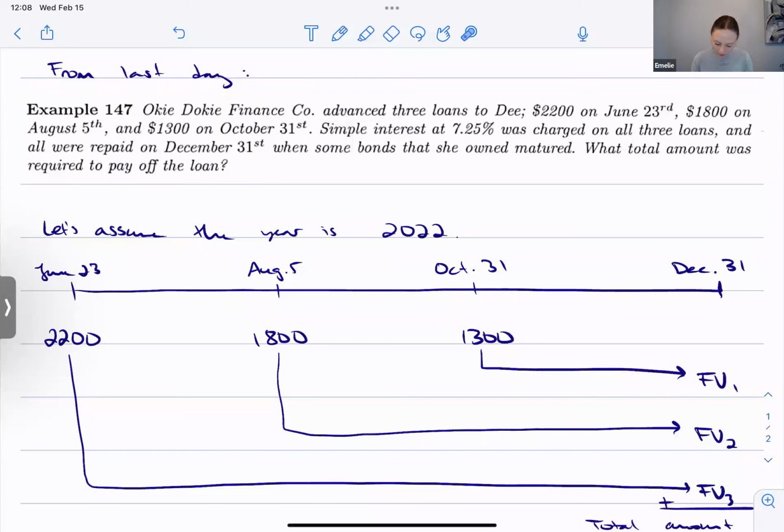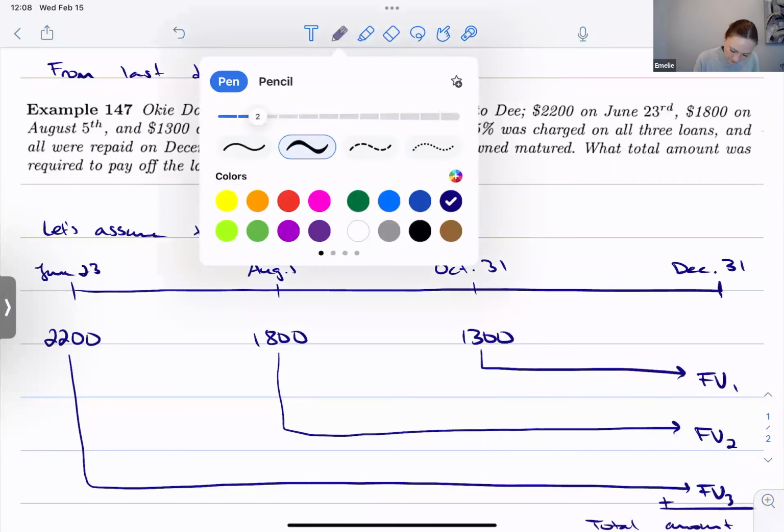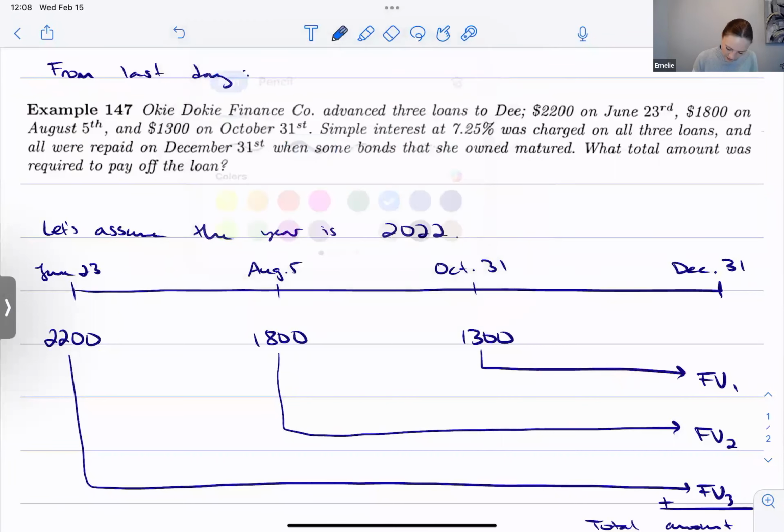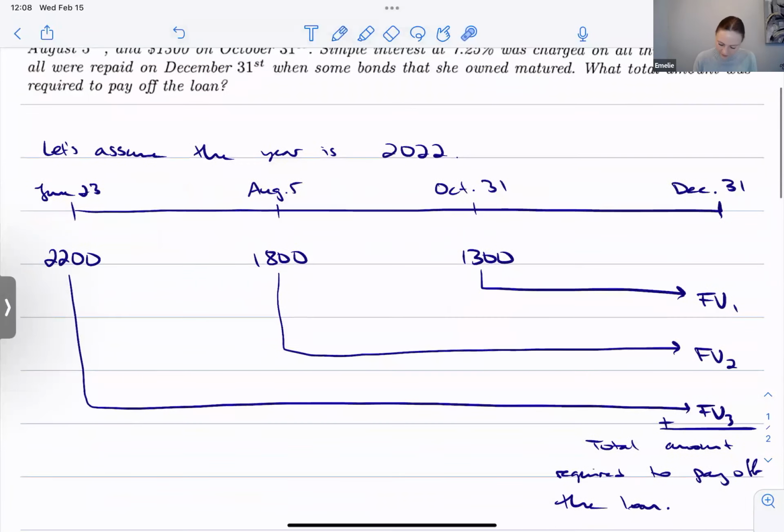Okay. So let's see here. Let's call this, because I called this future value 1, future value 2, and future value 3. Just as a reminder, the future value is the amount that's owing on December 31st. Okay, so if you add all those up, then that's going to be the total amount required to pay off the loan. So that's the amount that we're looking for. Okay? But there's quite a bit of work to get there.